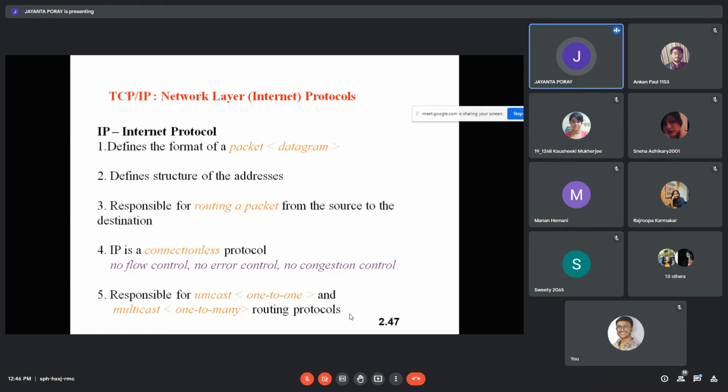IP is a connectionless protocol. Why? The reason is that IP does not consider flow control, error control, or congestion control. It is responsible for unicasting and multicasting. Okay, can anyone tell me, just very basic questions, what is the difference between unicasting and multicasting? What is the difference between unicast protocols and multicast protocols?